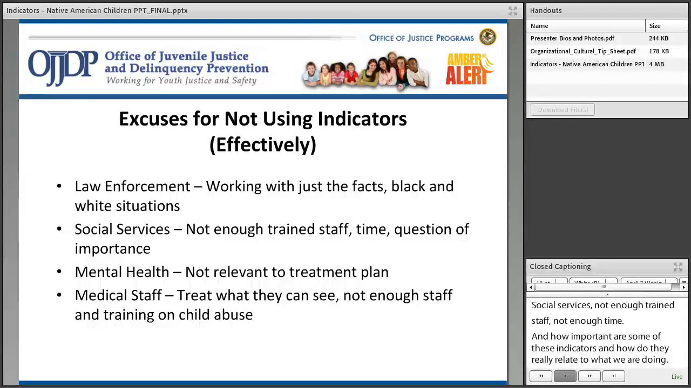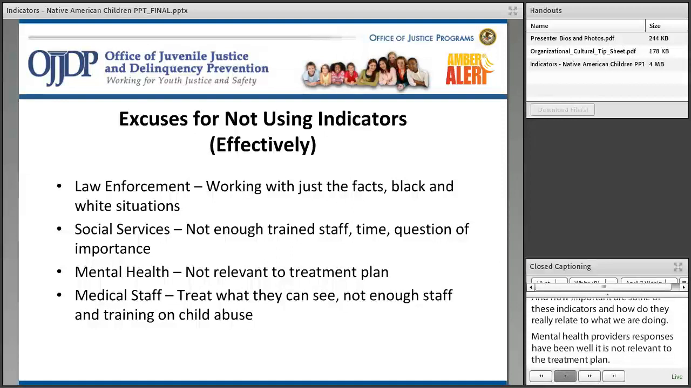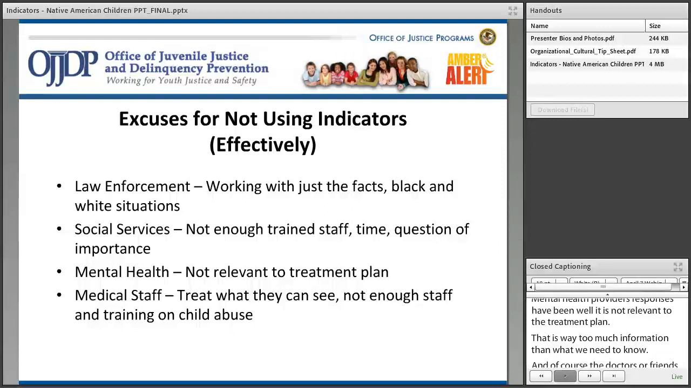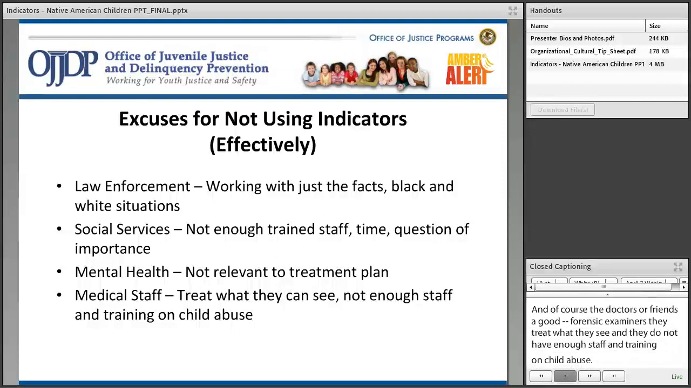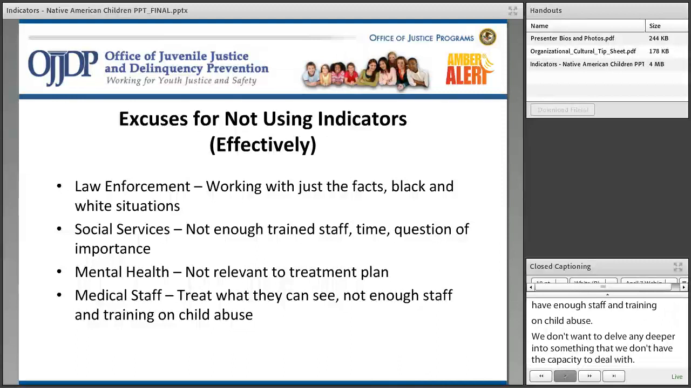And, of course, the doctors or forensic examiners, they treat what they can see. They don't have enough staff and training on child abuse, so we don't want to delve any deeper into something that we just don't have the capacity to deal with. So those are, you know, definitely some of the common discussions or reasons that I hear from providers about why they just don't want to use the indicators, or they just don't have the time.